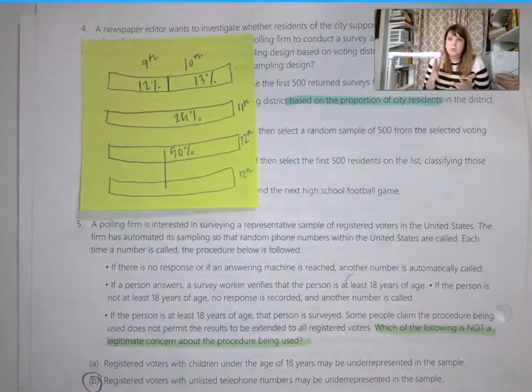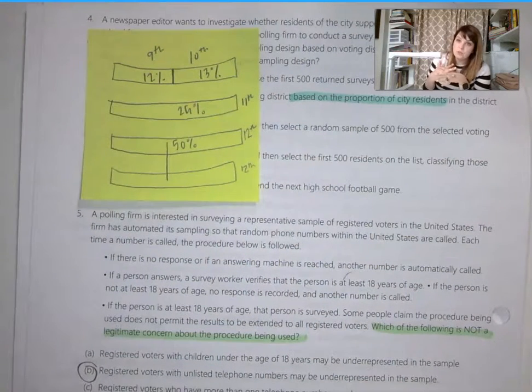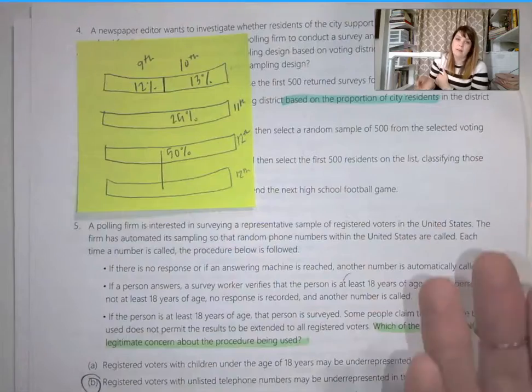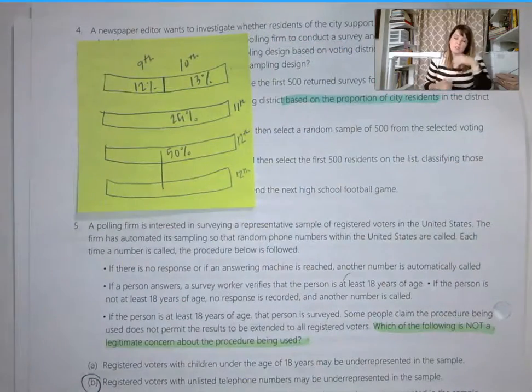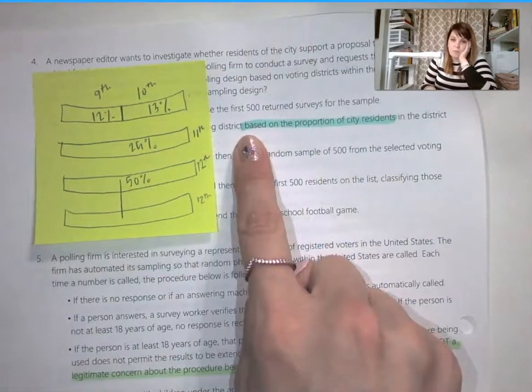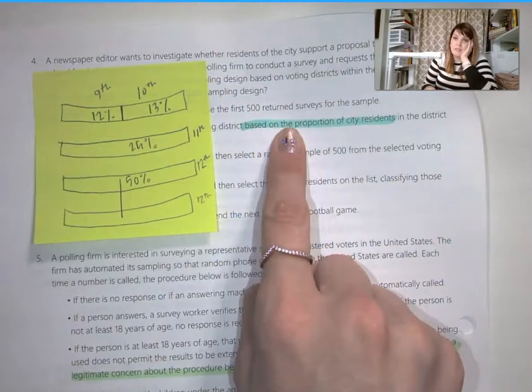So what are we supposed to do in a population where one of the groups is very large? Well, we do want our sample to be representative of our population, so it would make sense that when we take our sample, we want most of our sample to be 12th graders. In fact, we want 50% of our sample to be 12th graders, 25% to be 11th, 13% to be 10th, and 12% to be 9th. So the answer that's describing that is this one that says we're going to select people from each district based on the proportion of city residents in the district.